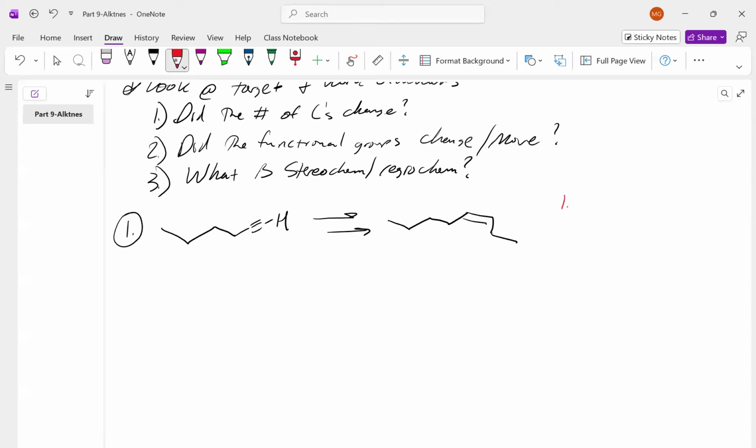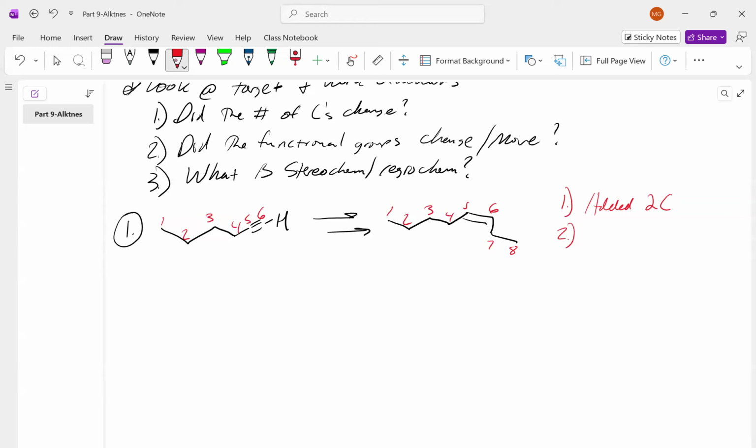So let's ask ourselves our three questions. Number one, was there a change in carbons? Well, in order to do that, let's do some numbering here. Let's go like this: 1, 2, 3, 4, 5, and 6. And then we'll do the same thing here: 1, 2, 3, 4, 5, 6. And it looks like I added carbon 7 and 8. So I added 2 carbons.